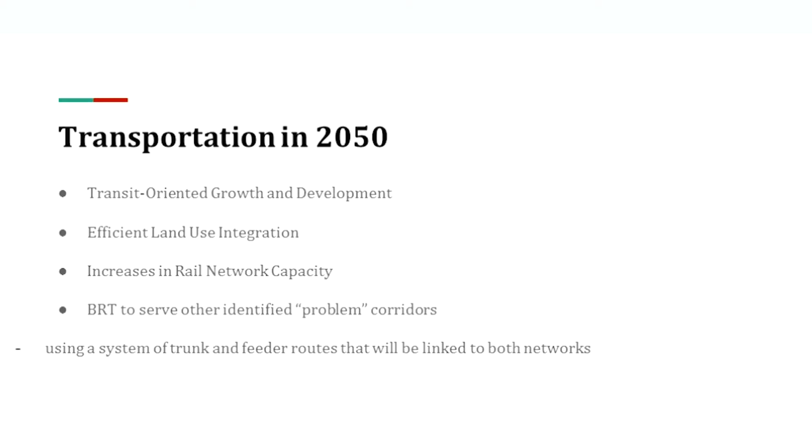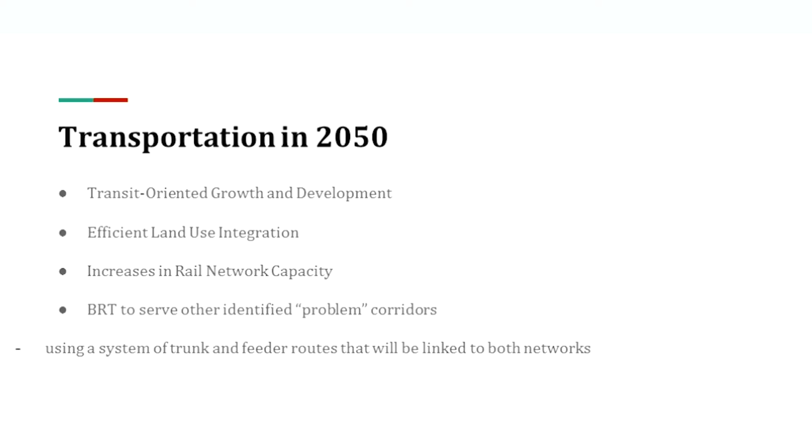So this is done by increasing the rail network capacity. There were 2 or 3 corridors that were identified as problematic. One of them will have 2 or 3 extra stations for rail. The other problem corridors will be served by BRT, using a system of trunk and feeder routes that will be linked to both networks. So to ensure an integrated, interoperable, intermodal system, which is always the goal, we use the BRT to serve the problem corridors instead of the minibus taxis, because it's harder to integrate those with the rail in terms of scheduling and timing.